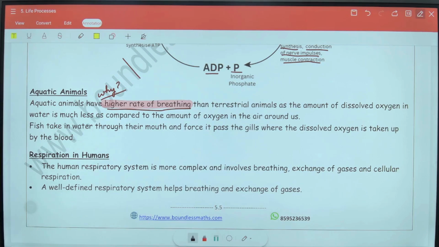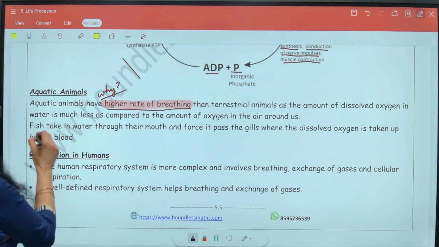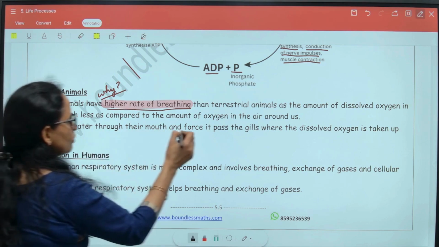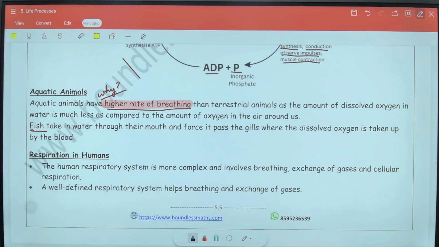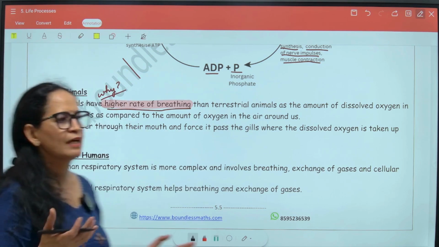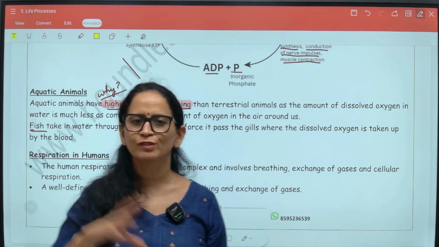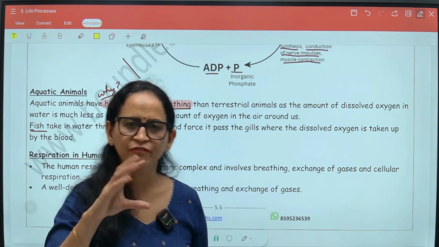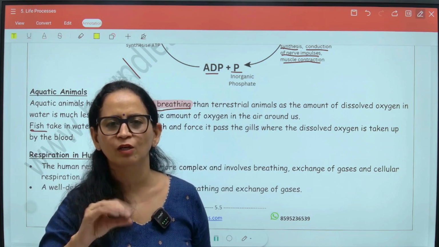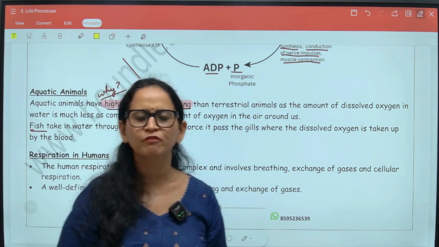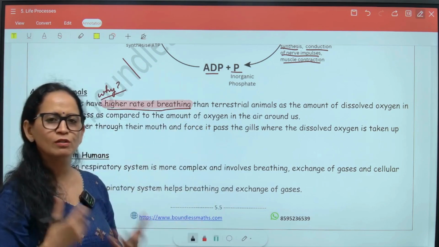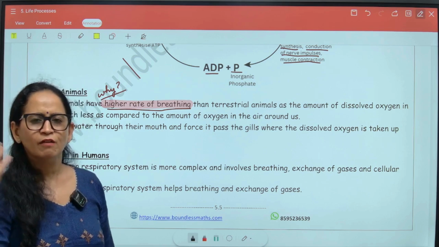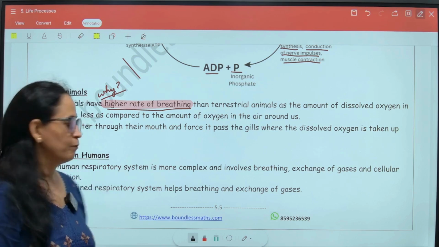Next, the fish. They take in water through their mouth and force it past the gills, where dissolved oxygen is taken up by the blood. Now, the question might be something like, in an aquarium, have you seen a fish, it gulps in water very frequently. So it is opening and closing the mouth very often. Why does the fish do that? Because it has to gulp in lots of water so that it can get sufficient oxygen to survive, right?